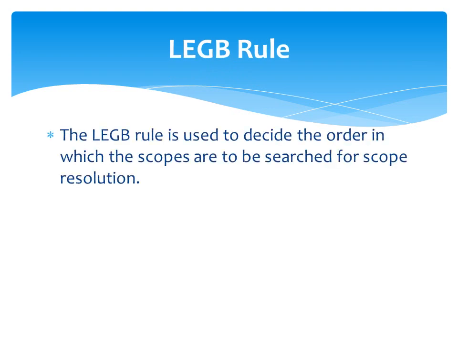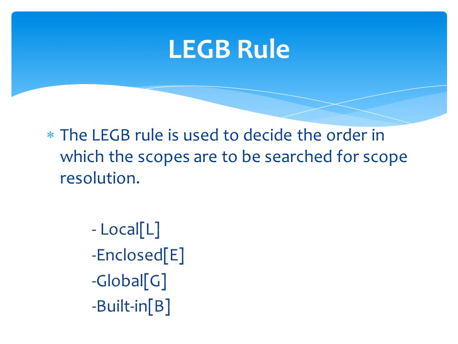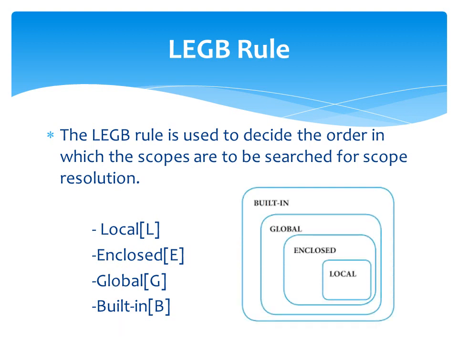LEGB rule. The LEGB rule is used to decide the order in which the scopes are to be searched. So LEGB is nothing else but L for local, E for enclosed, G for global, and B for built-in.